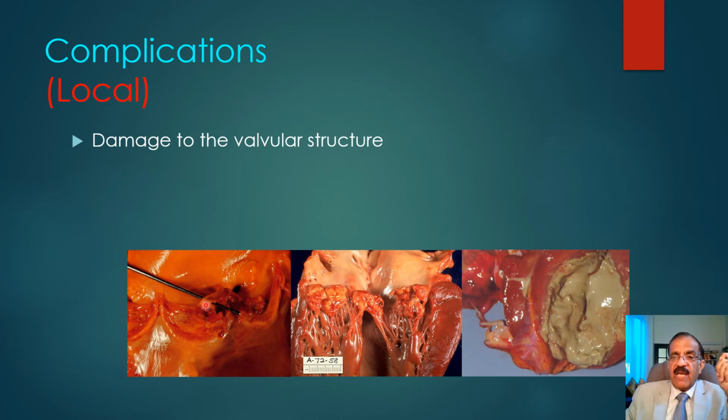regurgitation, and that is why you remember the Duke's criteria, the modified Duke criteria. The last addition was a new regurgitant murmur. Somebody who develops a new regurgitant murmur during a febrile illness, that is one of the major criteria actually. So that is because of the rupture. Then these are the vegetations, they could be embolized, and this is the abscess, the cut section of an abscess.